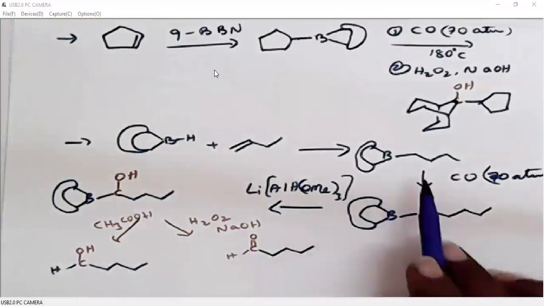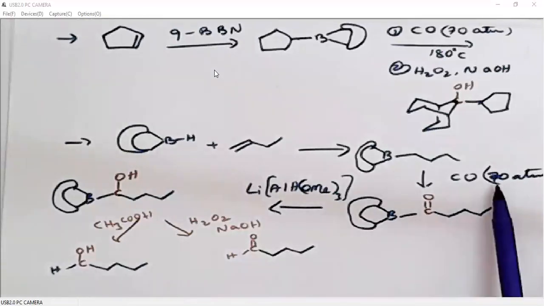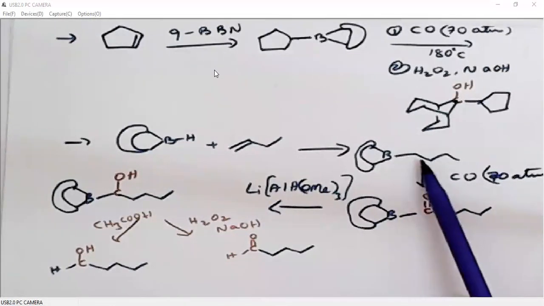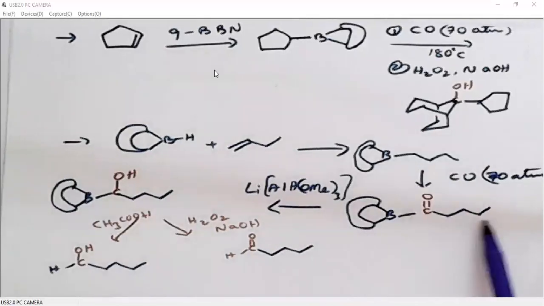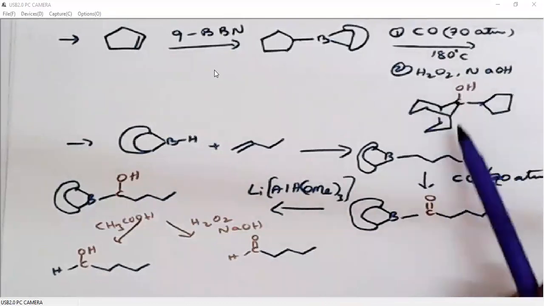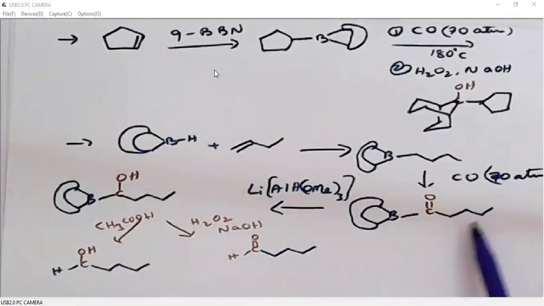Please understand these variations very clearly. You can repeat the class on YouTube also. When we add carbon monoxide, because 9-BBN is highly sterically crowded, only the alkyl group which is from the alkene undergoes migration. If we use high temperatures, then the 9-BBN carbons, both alkyl groups, will undergo migration. But if we don't use high temperatures, these two alkyl groups will not undergo migration. Only the less sterically crowded alkyl group will undergo migration. Then this carbonyl we can explore in different ways.